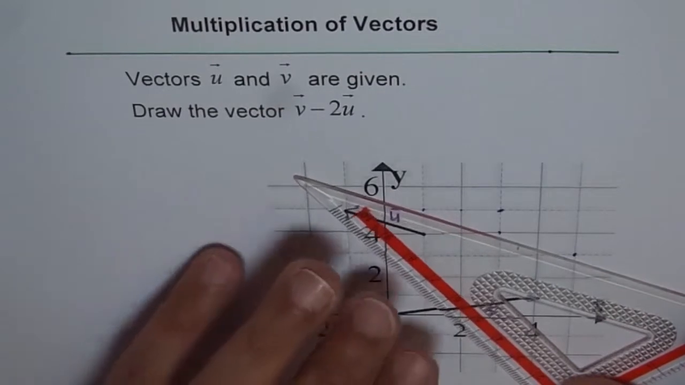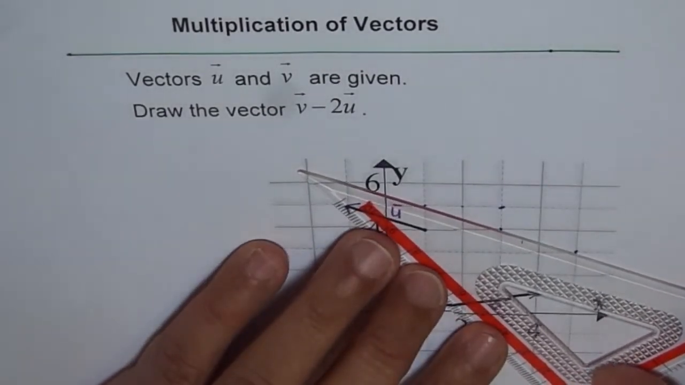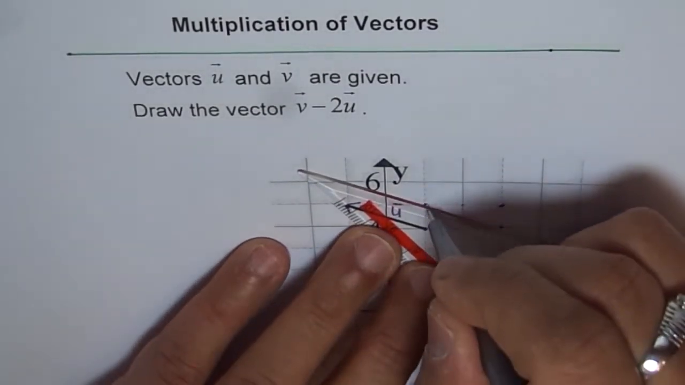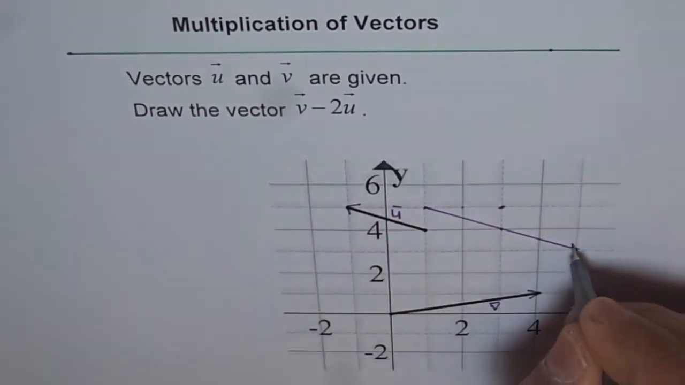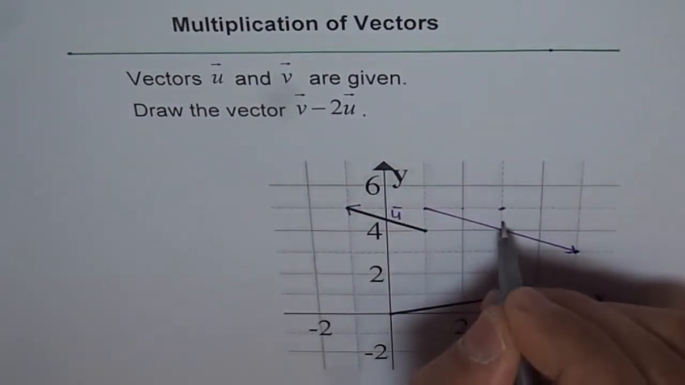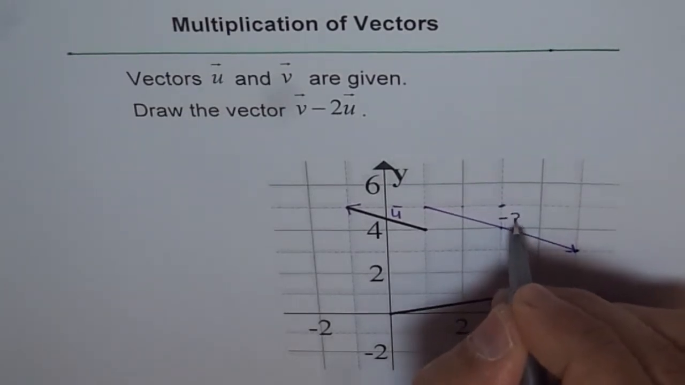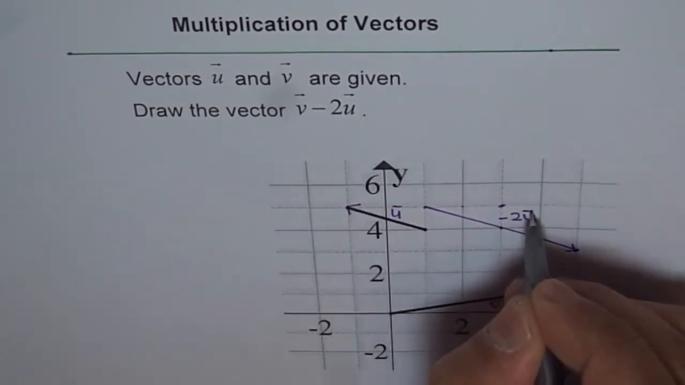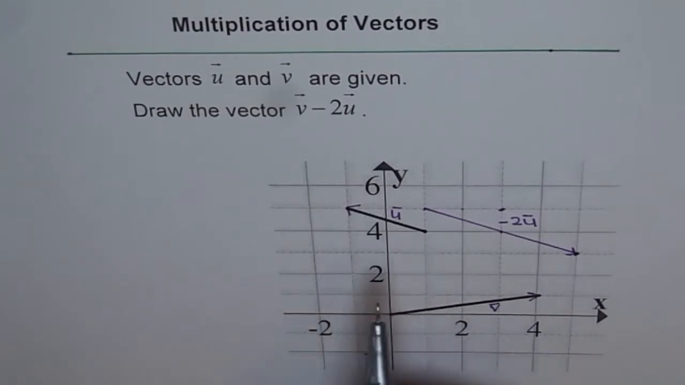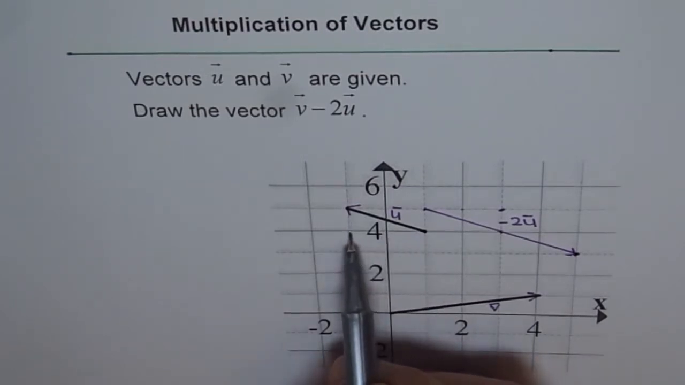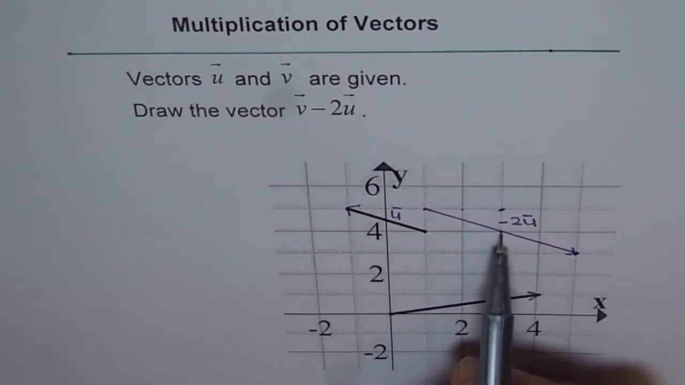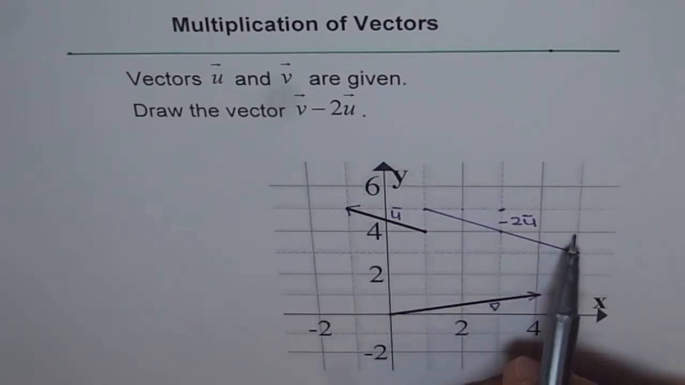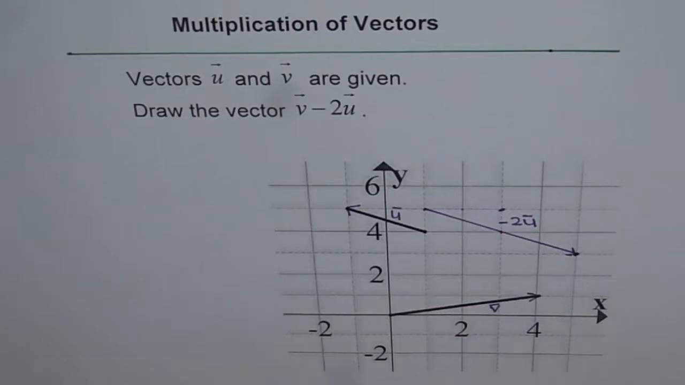So if I draw this vector like here, that vector represents minus 2u. Do you see that? So u was 2 units left, 1 up. So when I say 2 units left, 1 up, I get minus 1u. Another 2 units left, 1 up, I get minus 2u. Correct? So that's how we get it.